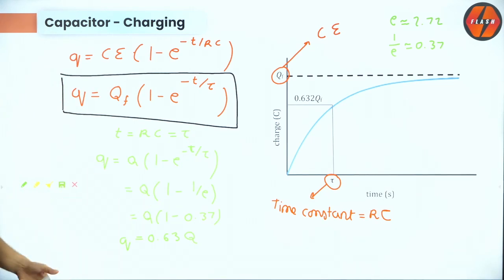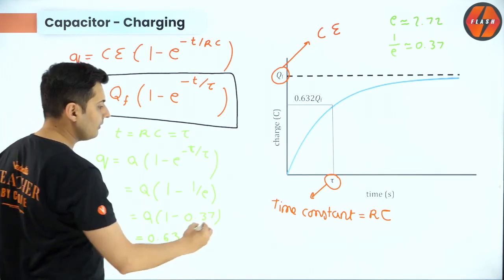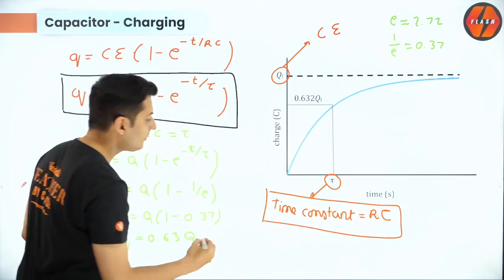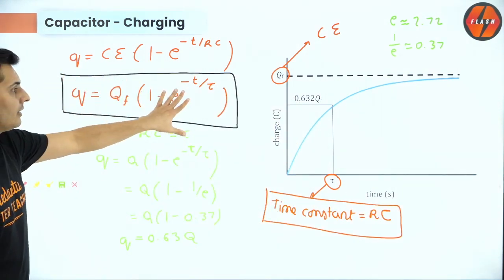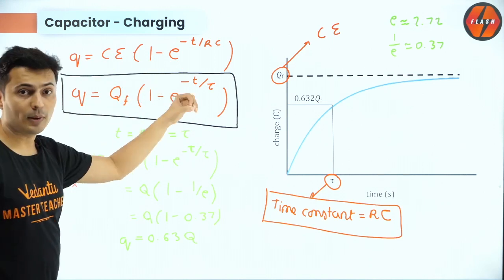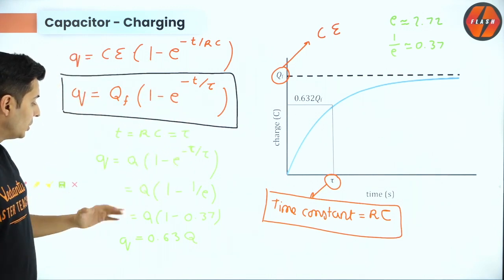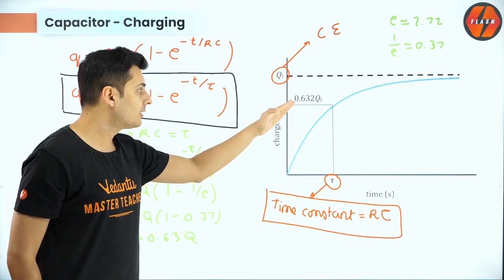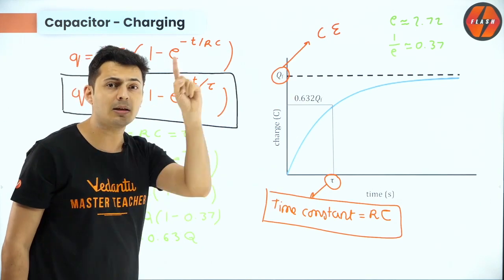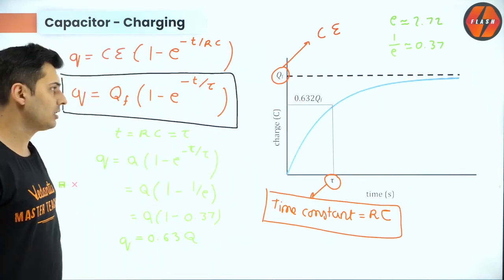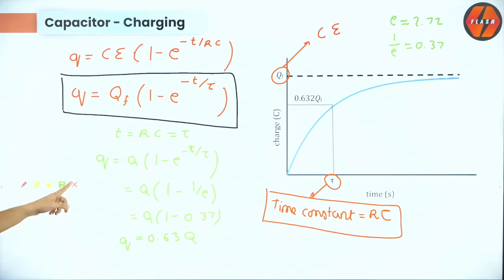Very, very important values. You should know the formula for time constant. You should know how to write the given equation in the form of time constant. And you should know that after one time constant, the charge on that capacitor is 63% of the final charge. Remember this. All right.